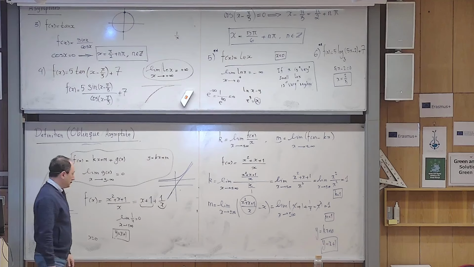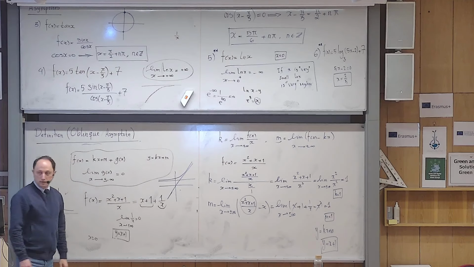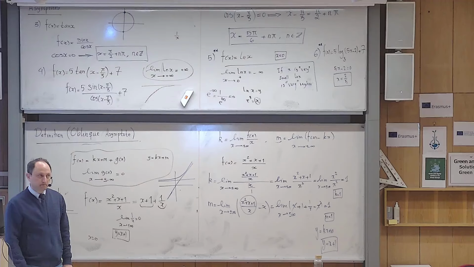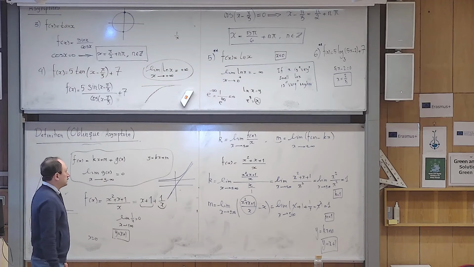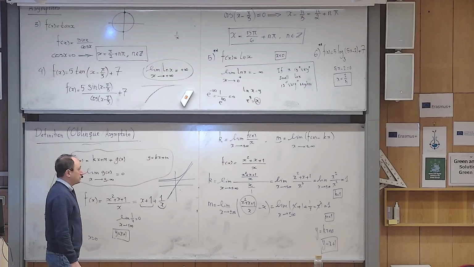Okay. Any questions here? Is that understandable? So this is the topic of asymptotes.